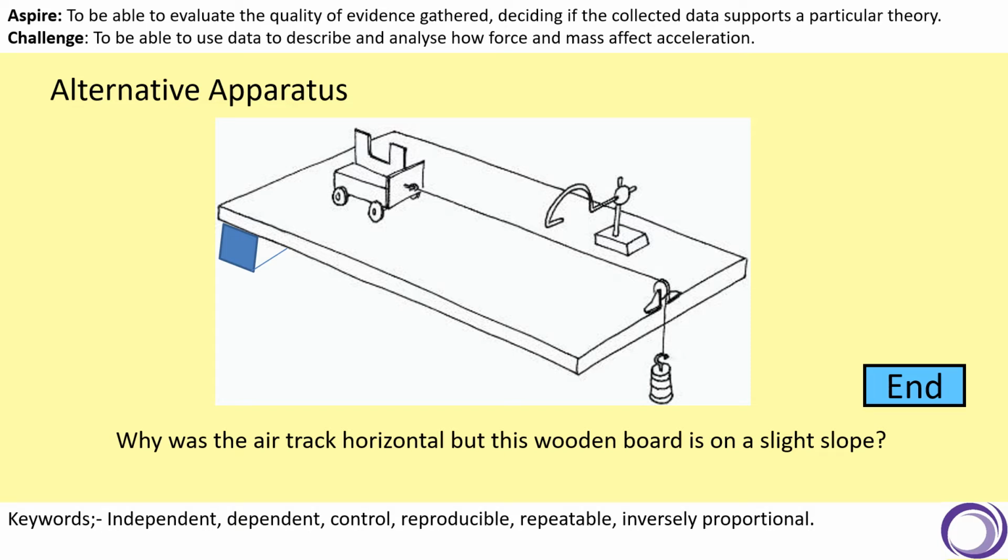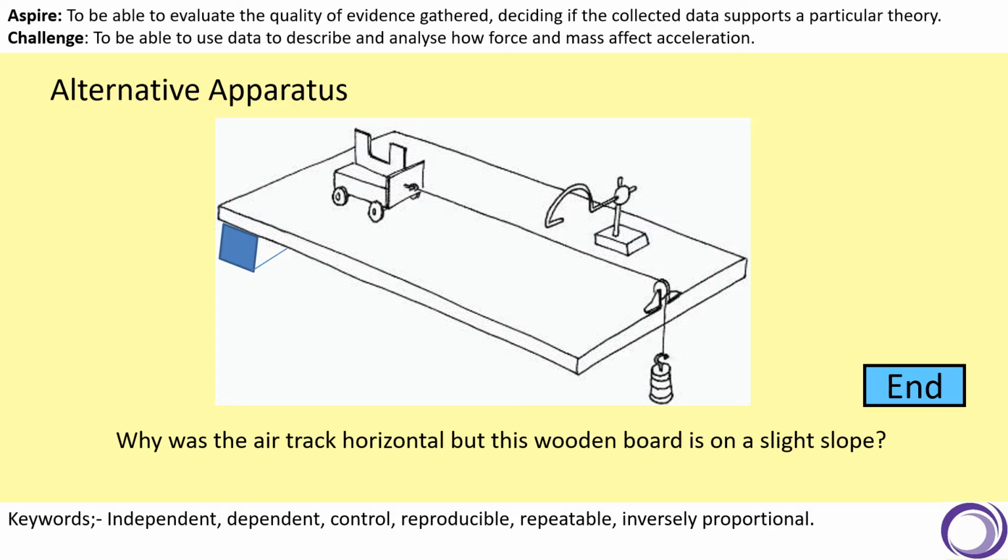Before we have a look at the answer to this then, there is a disadvantage with using this apparatus. Because the two sticky up bits of card are quite close together, it can be slightly more inaccurate than using two light gates where you can have them further away. But there's a big advantage in that it's quite simple.